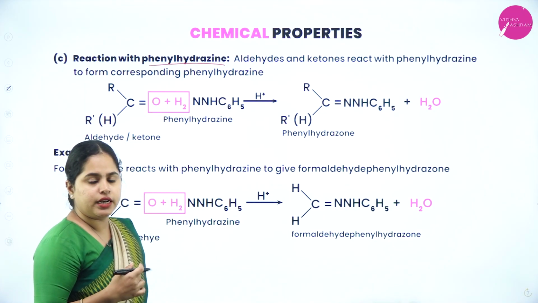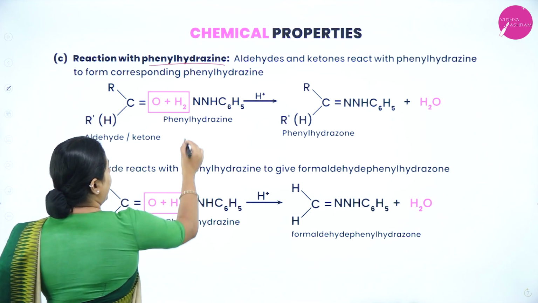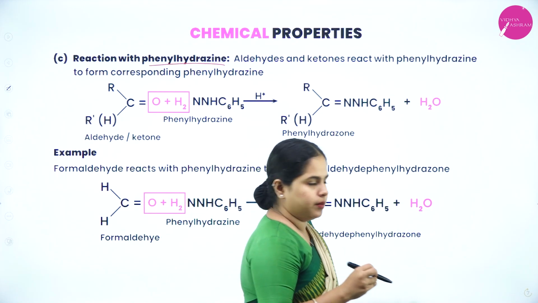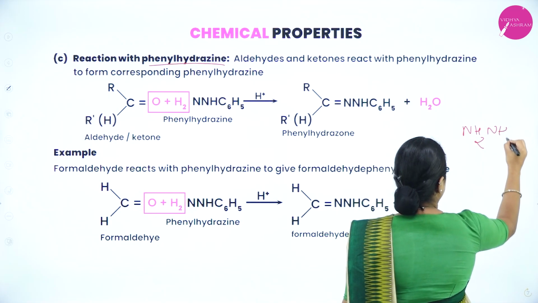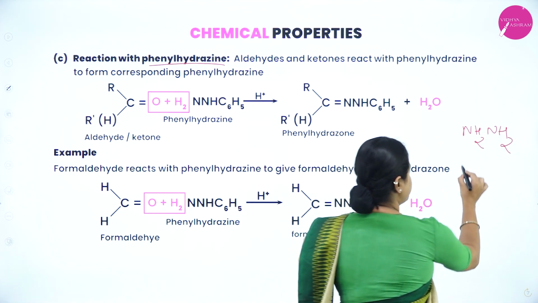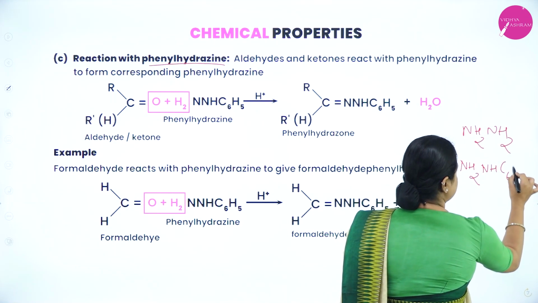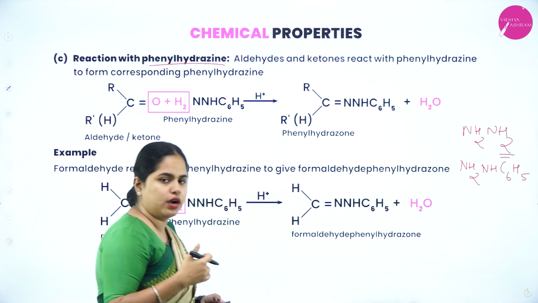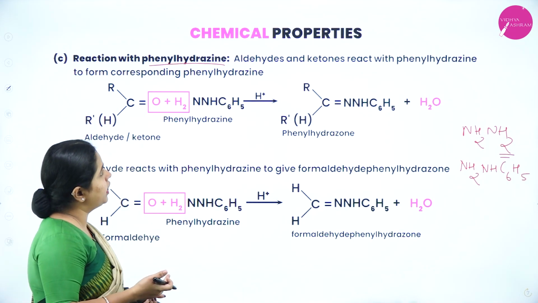Now what is phenylhydrazine? You have NH2NH2 which is called hydrazine, and NH2NHC6H5 is called phenylhydrazine. So in this, one of the hydrogens is being replaced by a phenyl group. So what you will have is NH2 and NHC6H5. One hydrogen from here is replaced by a phenyl group. So that is called phenylhydrazine. So again, what you are going to get? You will get a phenylhydrazone.